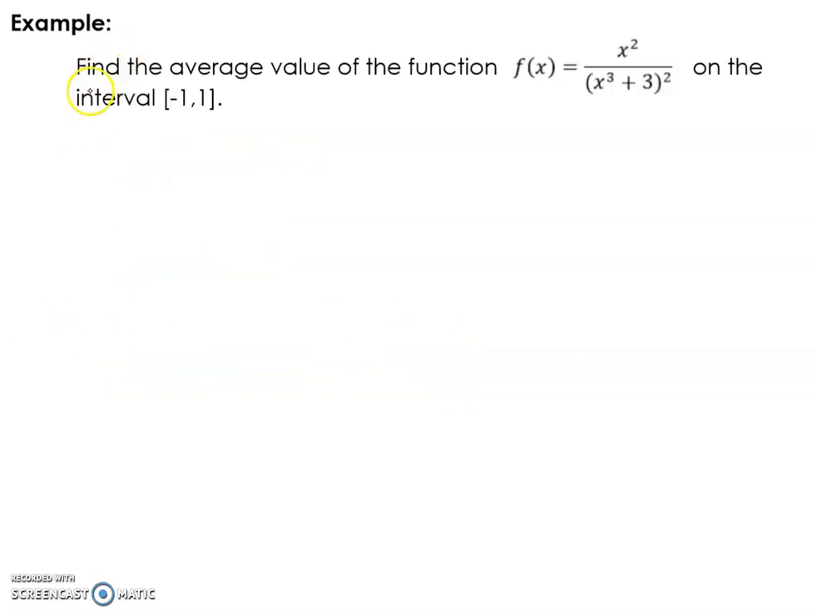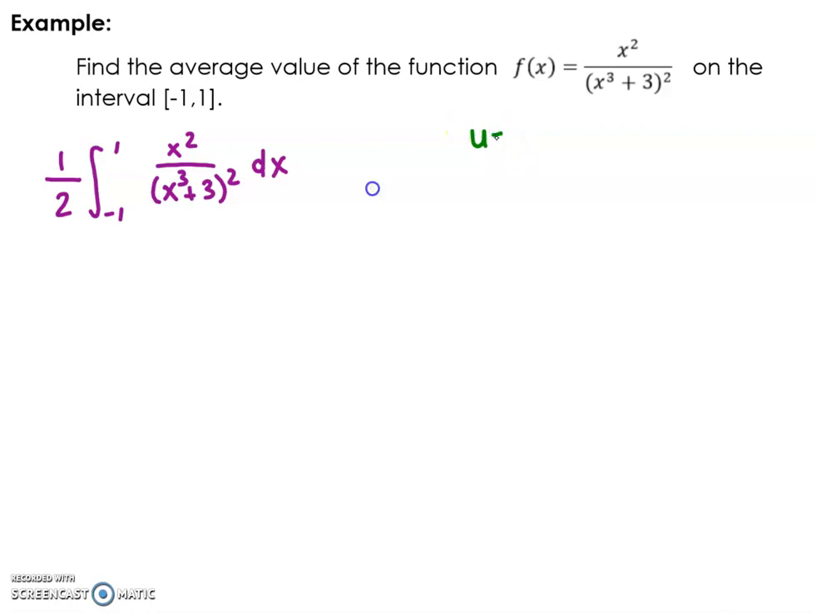All right, we'll look at one more. So again, find the average value. Our interval is -1 to 1, so we're going to do 1 over 1 minus -1, so that becomes 1 plus 1, which is 2. The integral between -1 and 1, and then our function, we have x squared over x cubed plus 3, squared, and then dx. So here we're going to have to use u substitution.